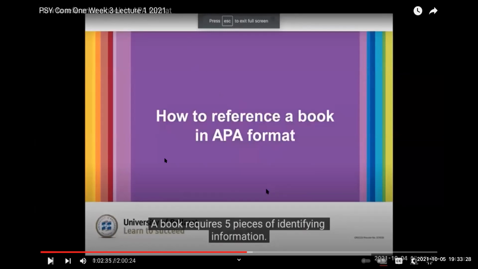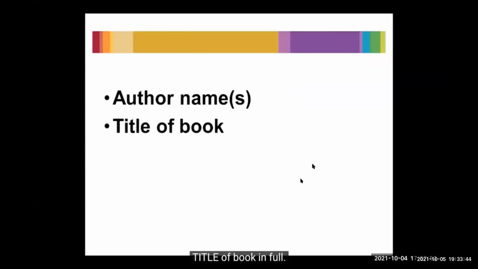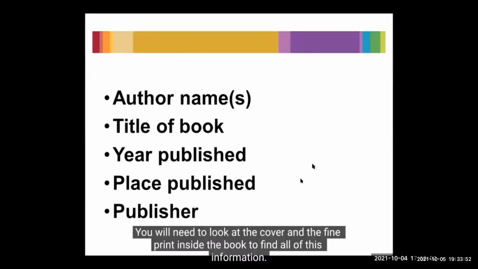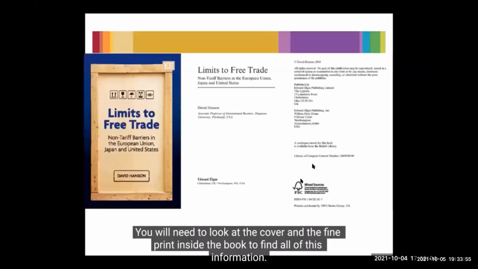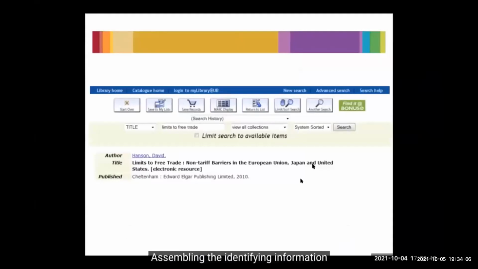All right, so let's just watch this recording because it's just going to reinforce what we were doing at the very beginning in terms of what you do when you're documenting a book in APA format. A book requires 5 pieces of identifying information: name of author or authors, title of book in full, year of publication, city in which the book was published, name of the publishing company. You will need to look at the cover and the fine print inside the book to find all of this information. If the book is from the UB library, you just need to find it on the catalogue to find all of the required information.